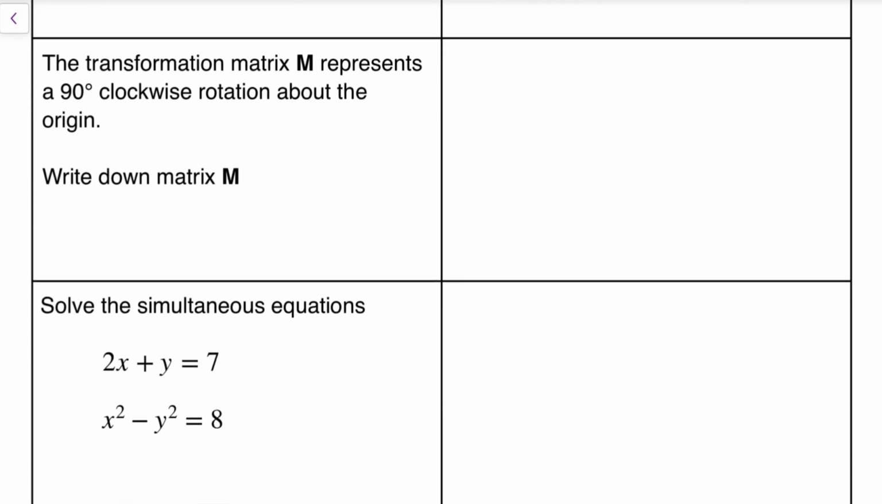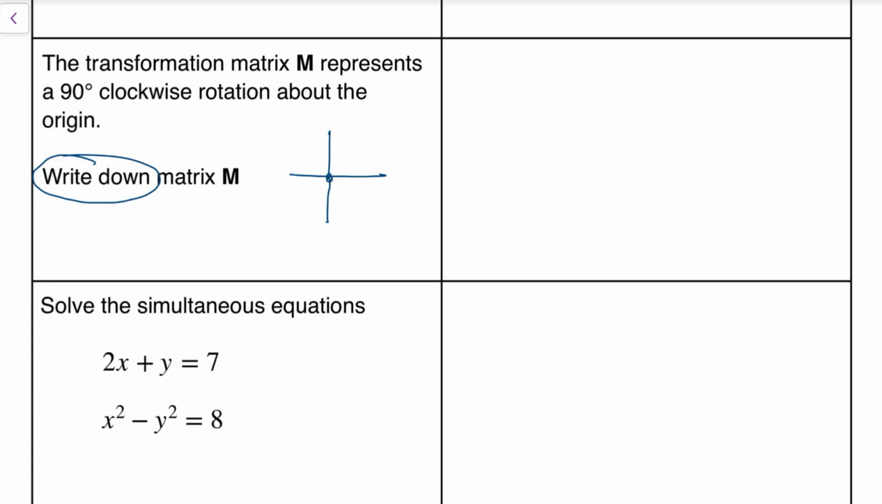Next one, the transformation matrix M represents a 90 degrees clockwise rotation around the origin. Write down M. Now, write down is maths code for you should just know or do a very minimal amount of maths. I have to say, I don't know what it is. I probably have a bit of a guess, but let's just work it out quickly.